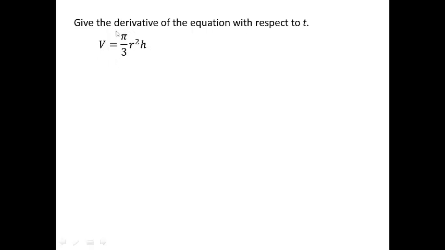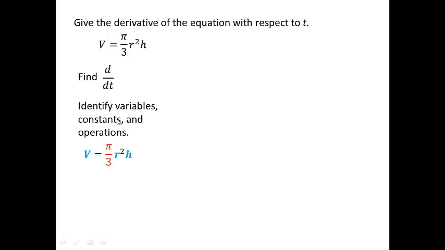And this is actually a cylinder, or actually a cone. Yeah, this is the formula for a cone. So we want to know, over time, how does this cone change if the radius and height are on this side? So we're going to find dV/dt. So we're going to identify which are our variables, and we have 3 variables here, and 1 coefficient and an operation. And we're going to use the chain rule.